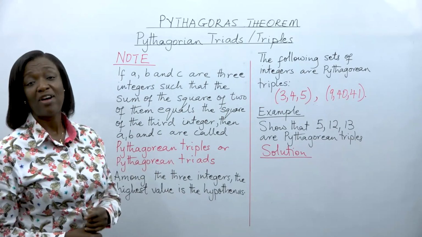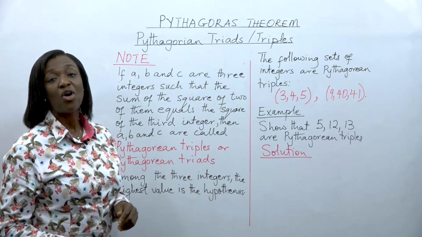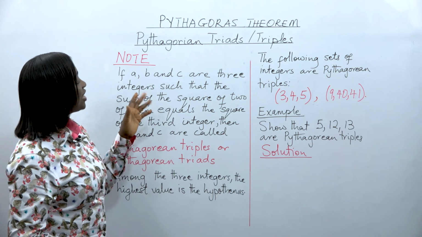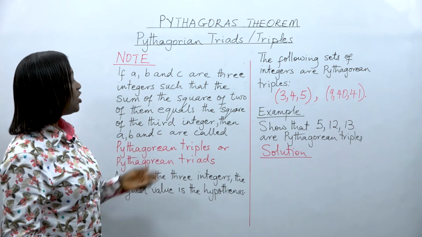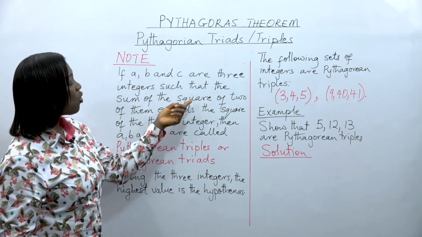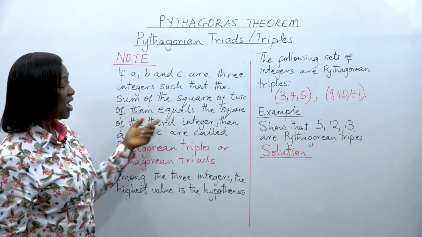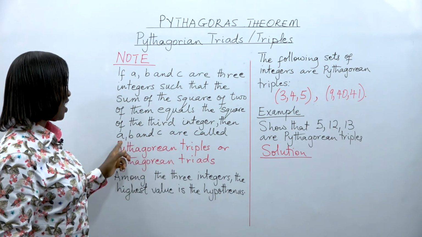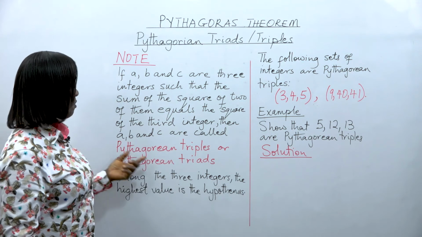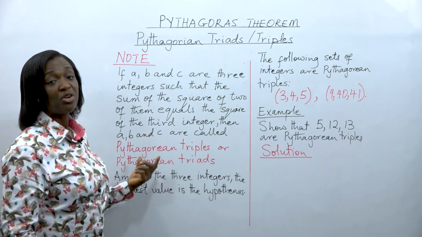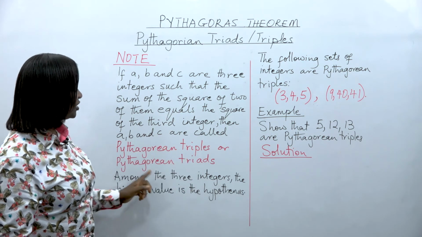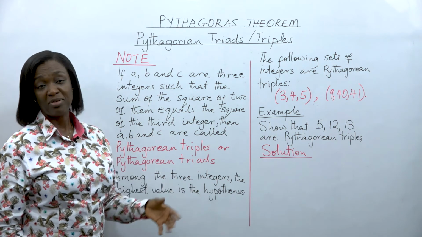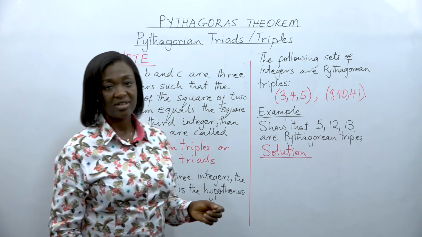Here we want to learn how to find Pythagorean triples or Pythagorean triads. If A, B, and C are three integers such that the sum of the square of two of them equals the square of the third integer, then A, B, and C are called Pythagorean triples or Pythagorean triads. Among the three integers, the highest value is the hypotenuse. It's a very simple test.